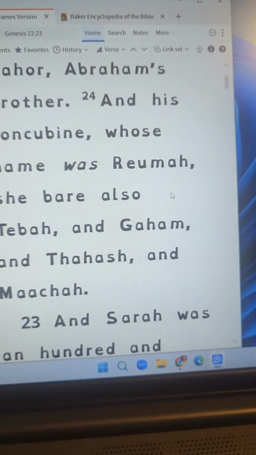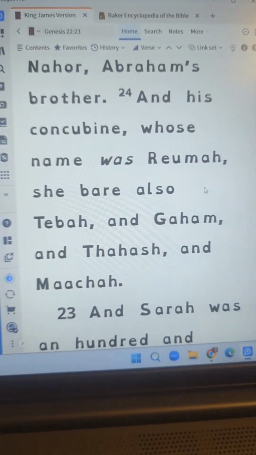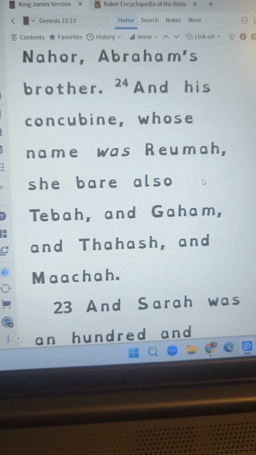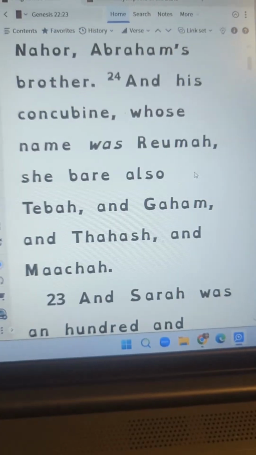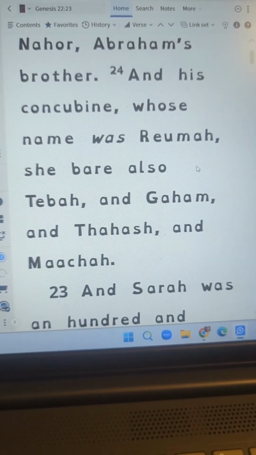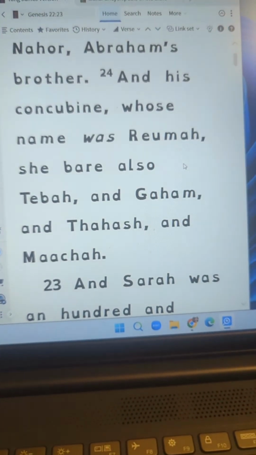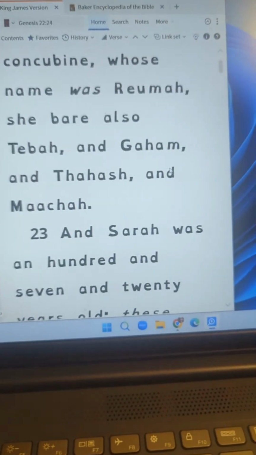Tebah, and Gaham, and Thahash, and Maachah. I'm not sure how to pronounce that.